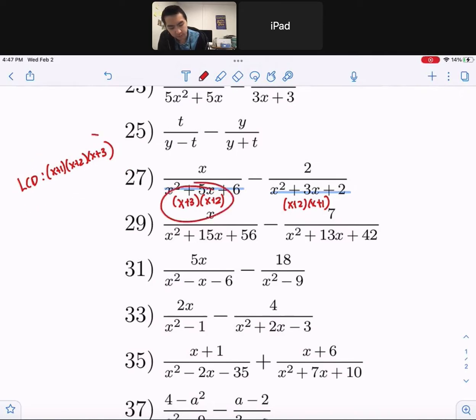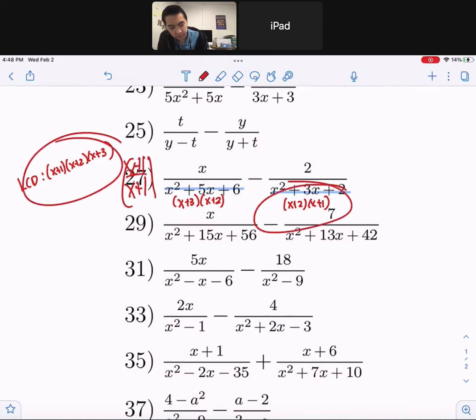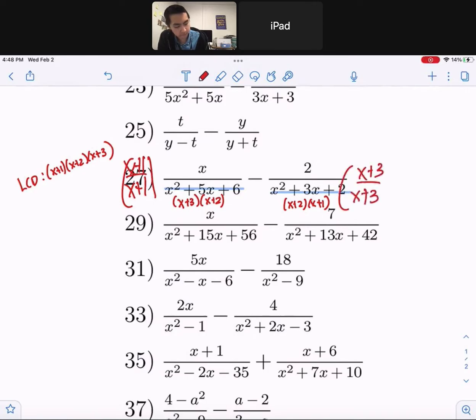What is this missing from here? This side is missing x plus 1. What is this missing from here? This side is missing an x plus 3. So we're going to distribute this negative 2 to both there, and this x to both there.